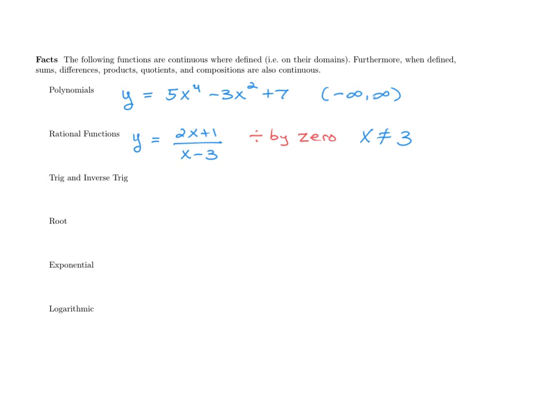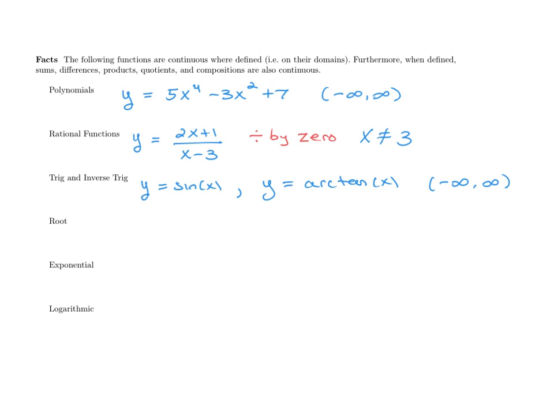So trig and inverse trig functions, also those are continuous on their domains. For example, sine of x is continuous on its entire domain. And things like inverse trig functions like tangent inverse or arctangent. On their entire domains, they are continuous, which is from negative to positive infinity.